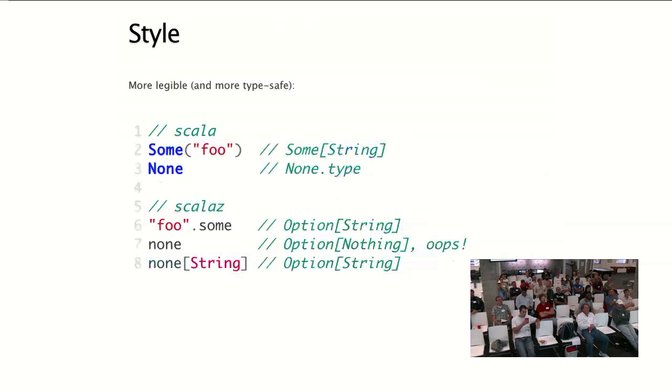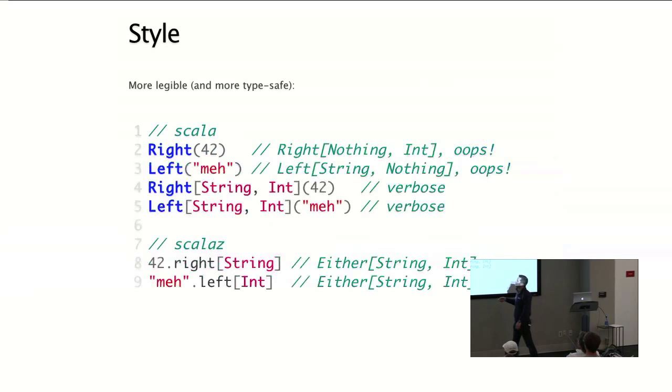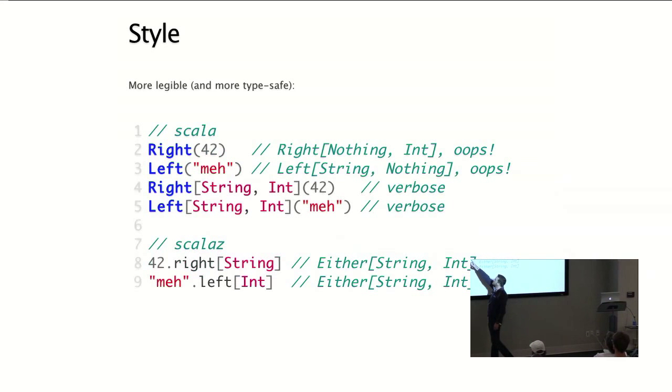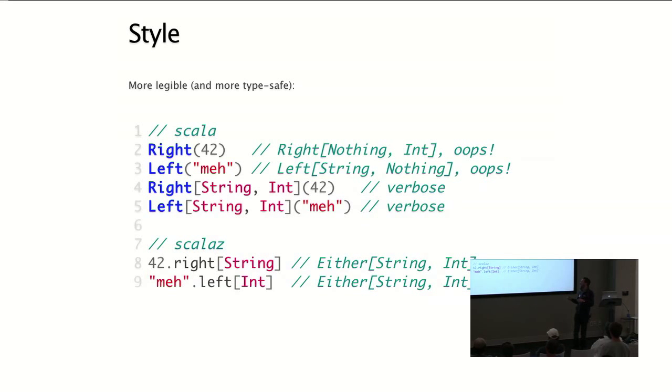So you can use some simpler shortcuts for these if you like. And then for either, there's the same kind of thing. Rather than specifying right and left of these things, you can say 42.right. And because sometimes we have these types inside these other things, you might want to say 42.right.sum, and that's a sum wrapping a right wrapping an int. So try it out, see if it looks better.